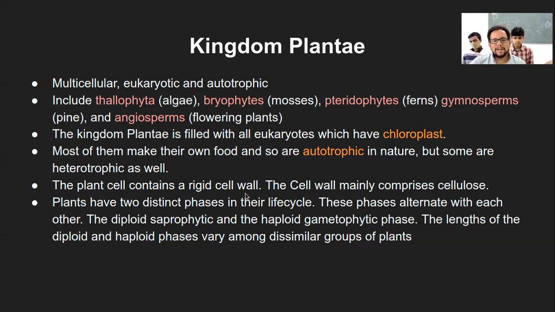So the plant cell contains a rigid cell wall. Again, this you know the difference. What is a plant cell, right? It has cell membrane, cell wall, and it is made up of cellulose and all of those factors that you can mention in the kingdom Plantae.